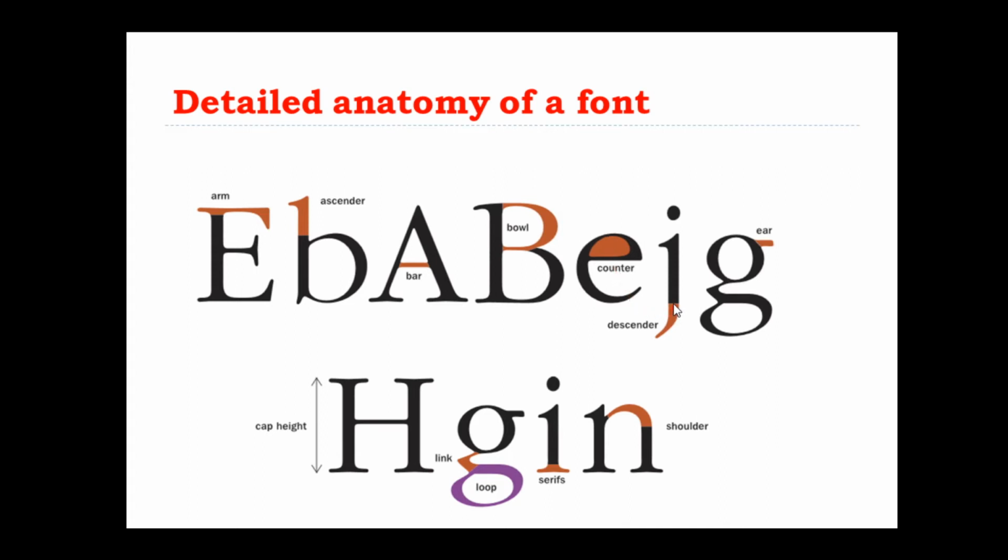And we have descender right here, which is the portion just below, or it's a part of character that descends below the baseline. And ear corresponds to the small stroke that projects from the top of a lowercase letter like G.